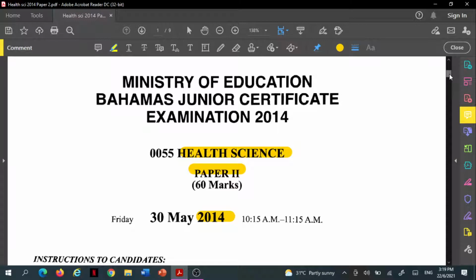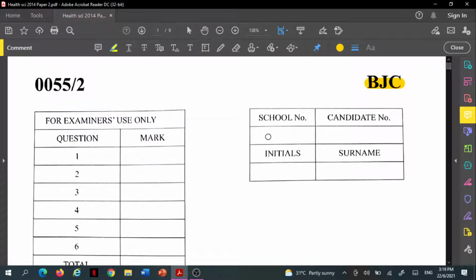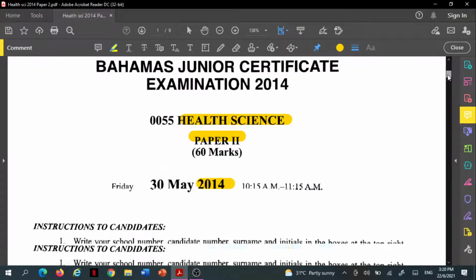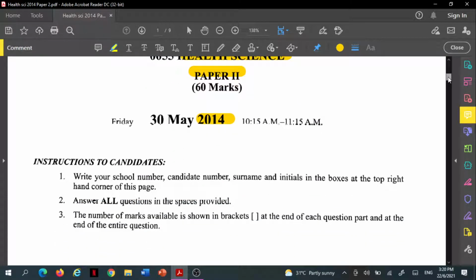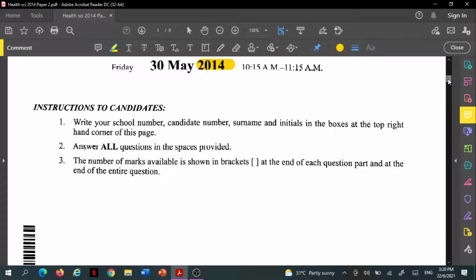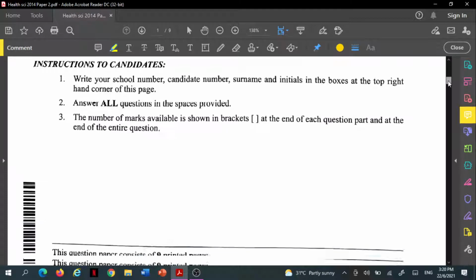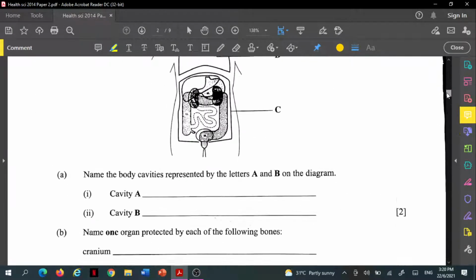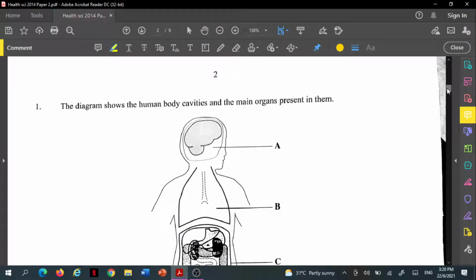Please remember again, whenever you're doing this examination, always write a school number, write a candidate number, write your initials and your surname. Please read through the instructions carefully before you start the examination and follow all the directives given by the examiner. The booklet should not be open until you are told to do so. So let's jump into question number 1.